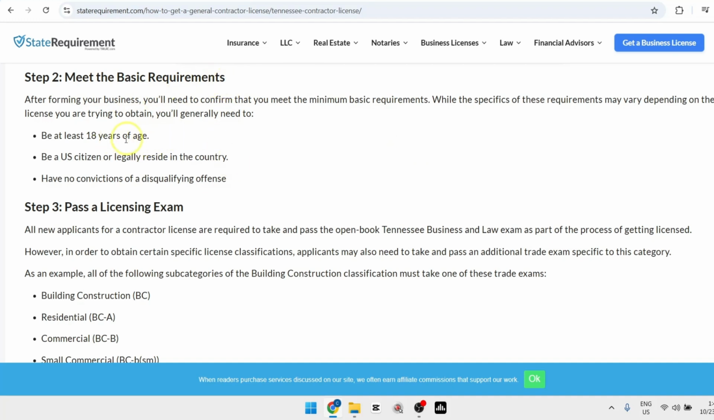So the next step is of course you must meet the basic requirements. That includes be at least 18 years of age, be a US citizen or legally reside in the country, and have no convictions of a disqualifying offense.